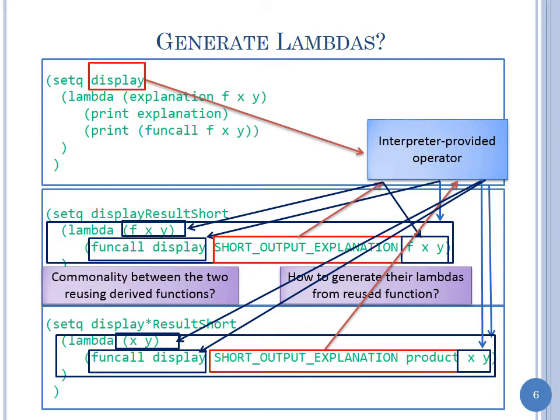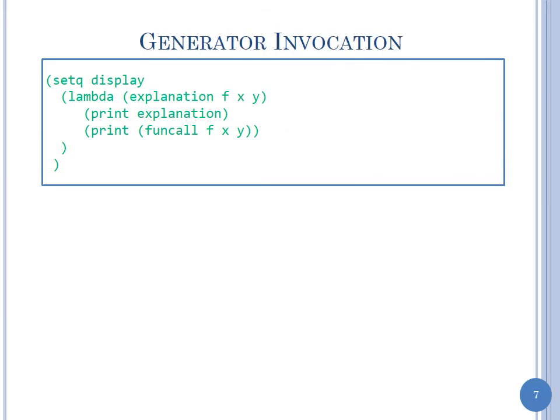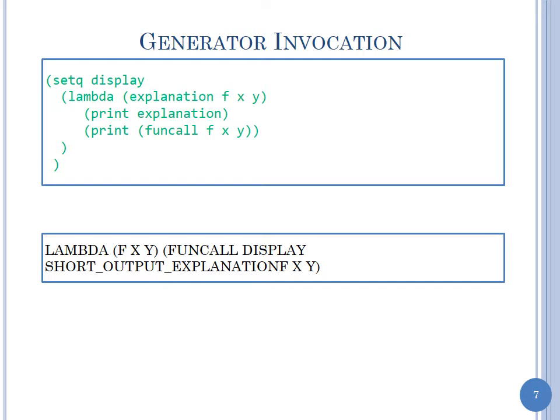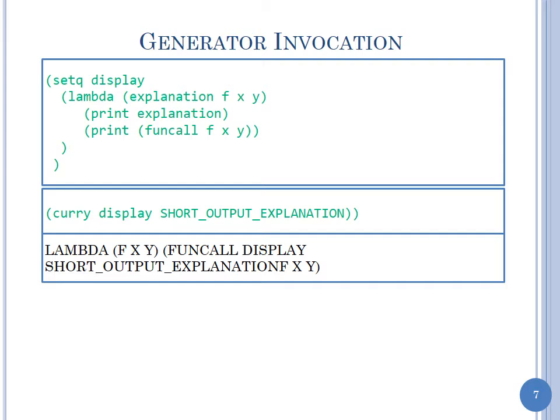Okay, it took me a long time to make this animation, as you can imagine. But let's just go and show this. I want to generate this function, right? I just say curry. I told you there's this curry, Haskell Curry was somebody who programmed a lot. So Haskell was used to name a language and curry was used to name the operator. So I just say curry display short output explanation and I get lambda fxy, funcall display short output explanation xy.